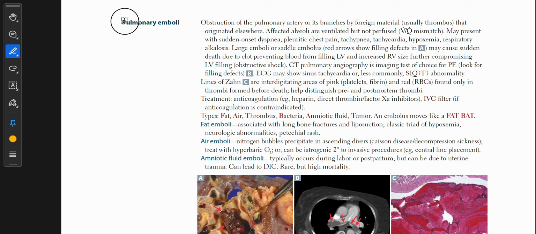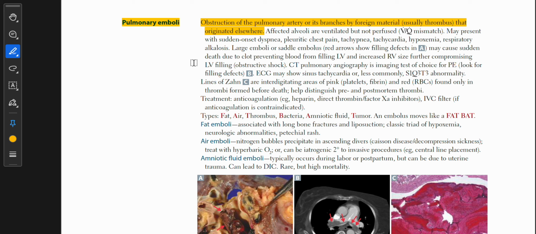Let's go to pulmonary emboli. So we all know what an embolus is. It is something that is detached from a thrombus, right? It is just a thrombus, but it is detached from the place of its origin. So an embolus causes obstruction. If it is pulmonary, it is related to the pulmonary artery. It causes obstruction of the pulmonary artery or its branches by foreign material, usually thrombus, as I said earlier, that originated elsewhere. That is the most common cause of pulmonary emboli.